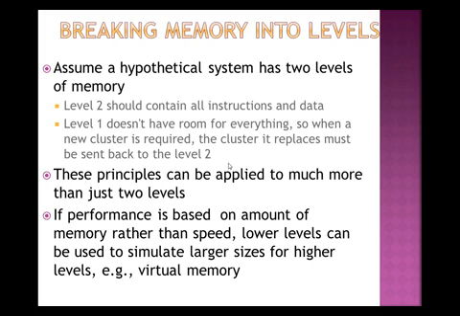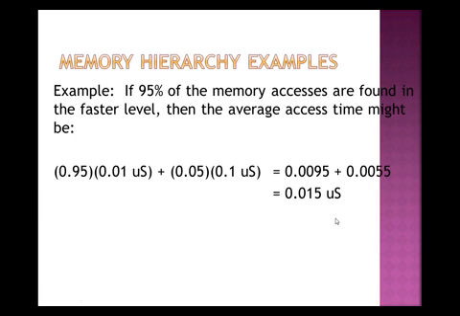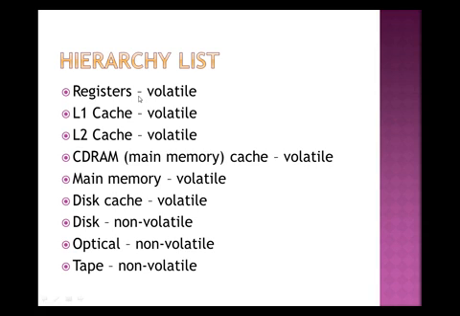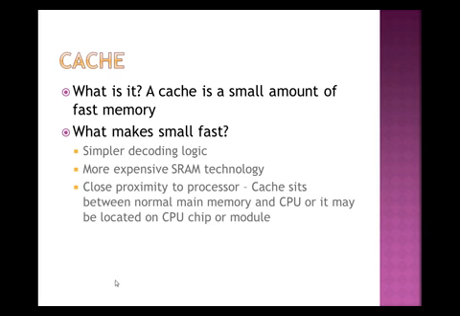Then we also studied how we break the memory into different levels so that memory can be organized in an effective way, so that data can be fetched by the CPU very efficiently and effectively. This is the example we have discussed, the diagrammatical representation. What is the performance of the two-level memory? This is the hierarchy list. First is registers, L1 cache, L2 cache, main memory, volatile in nature, disk cache, that is also volatile, and the last three are the secondary memory, which are non-volatile in nature.